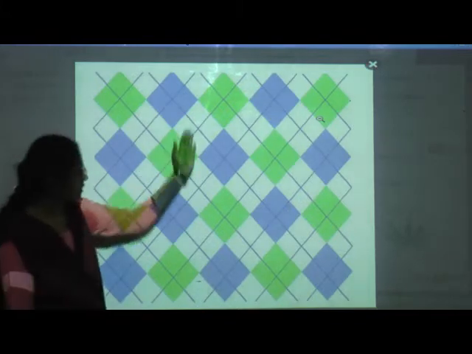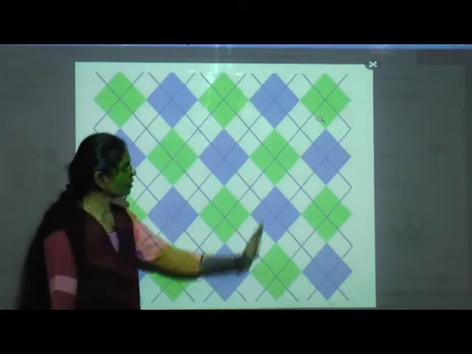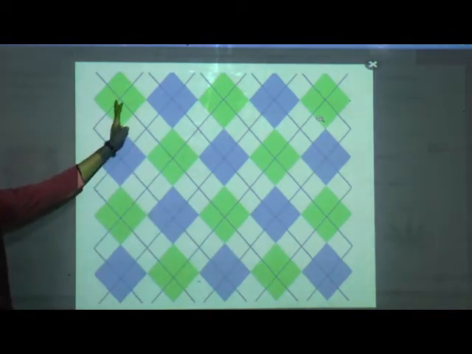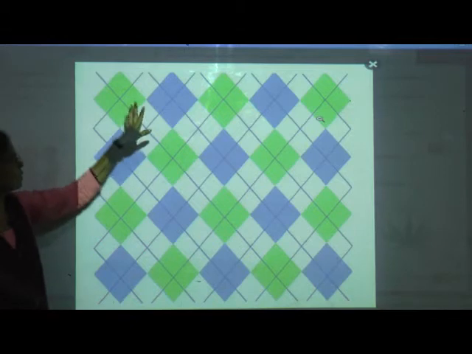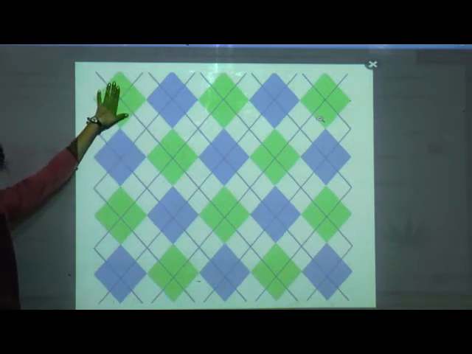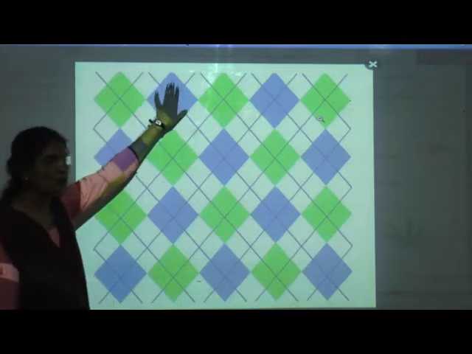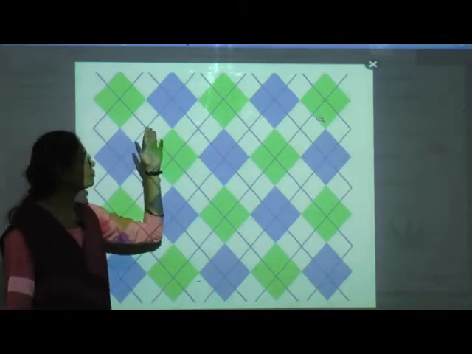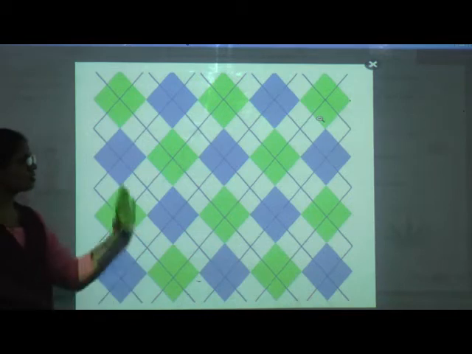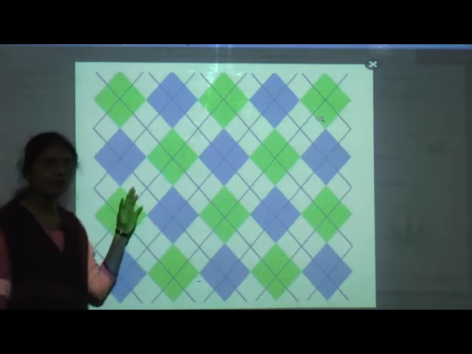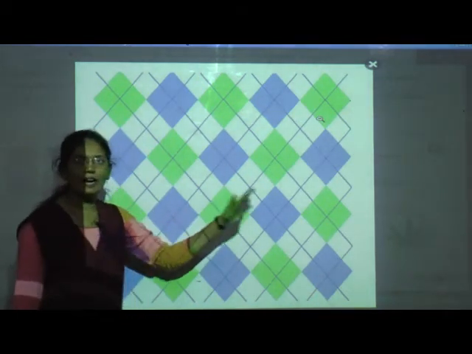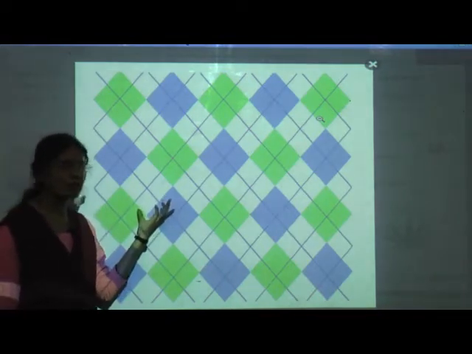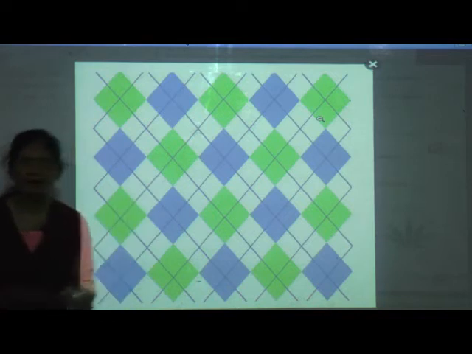See this line also, this line and this line also. Means here three squares we can see. One is of green color, the other is blue, and the third one has no color. Means it is blank only. So in this way they have arranged squares in a specific way, means we can make it a pattern.